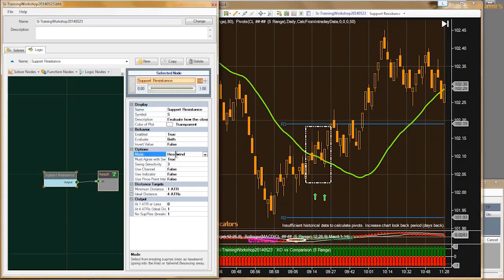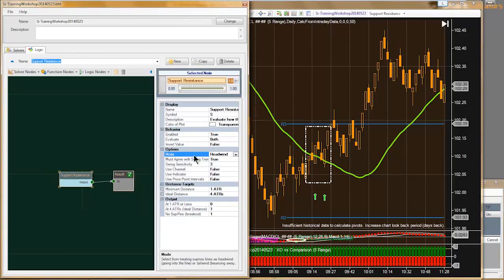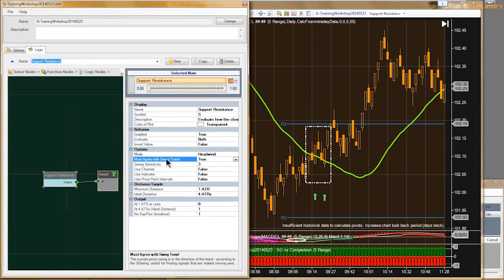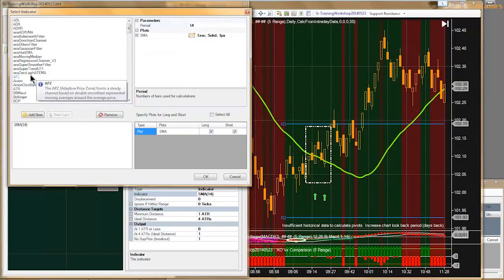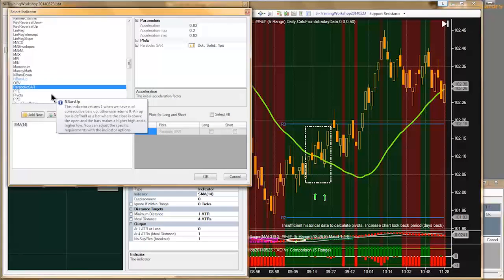All right, so first I'll cover the headwind mode, and I'm going to keep this as simple as I can. So I'm not going to go into detail, but just a suggestion: typically, you're going to want to turn this must agree with swing trend off. Right, so we'll turn that off. Then the next thing to do is to turn the use indicator on, and now we can use our pivot indicator. I'll go in here and set the pivot indicator up.